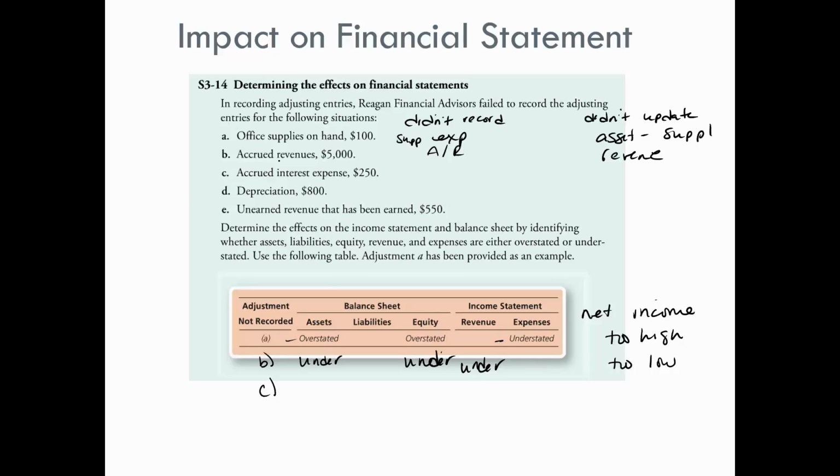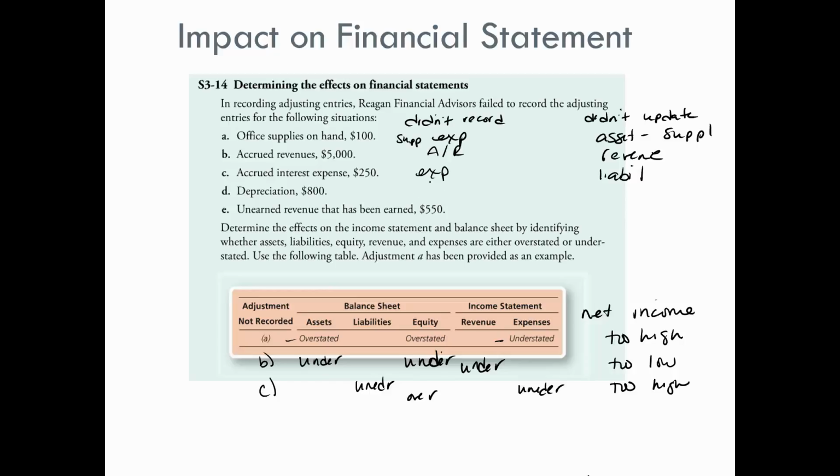If we look at C, accrued interest expense. So the adjustment that I didn't do, I didn't record the interest expense, and I would have credited a liability, interest payable. So if I didn't do those, my liability is understated, right? I didn't do that, and the expense is understated. And if the expense is understated, that means the net income I gave the owner was too high, so the owner's equity is overstated.